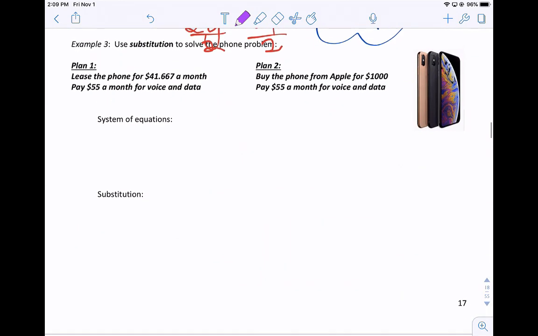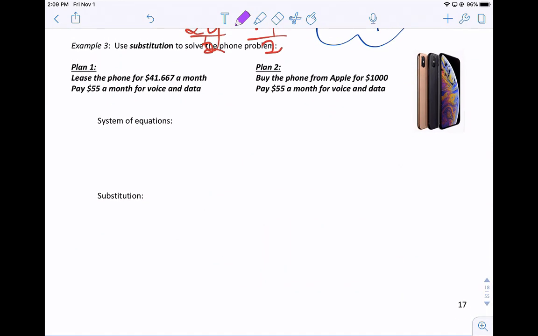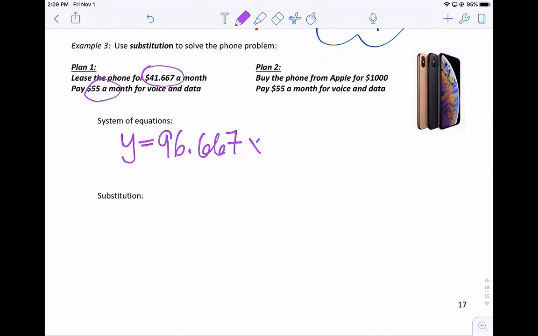Okay, next example, use substitution to solve the following phone problem. Again, this is one we did by graphing yesterday, but we can do the same thing with our systems. So here, plan 1 was when we added these two together and we found it was 96.667 per month. And the other equation, we spent $1,000 on the phone, it's 55 per month.